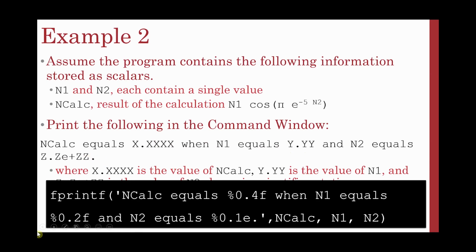So what do we do? We're going to use, again, our fprintf command. We're going to type in the string that we want to display. So we have ncalc equals. We're going to format to 4 decimal places for our first variable. We're going to continue on with our text string when n1 equals, then we're going to format our second variable to 2 decimal places, and then n2 equals, and we're going to format that to 1 decimal place in scientific notation. And then we're going to list the variables in the order that we want them to appear in our text string. So that would be ncalc, n1, n2.